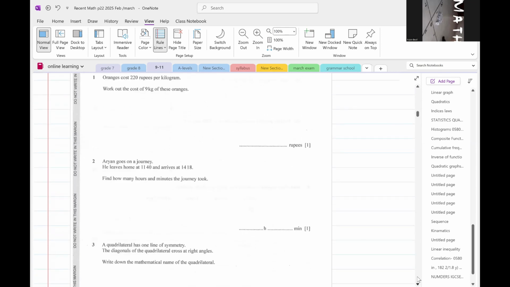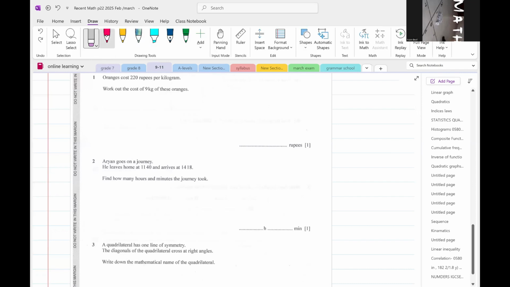Question number 1. Oranges cost 220 rupees per kg. Work out the cost of 9 kg of these oranges. Simply you will multiply 220 times 9, and I hope everyone knows how to multiply. Simply write 1980 rupees. That's done. Let's move forward.